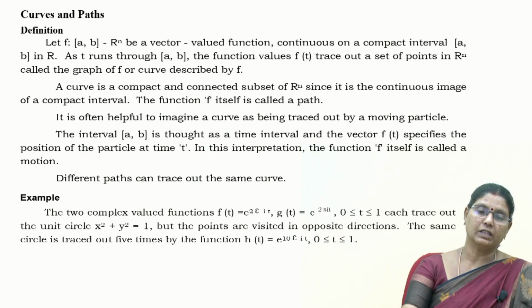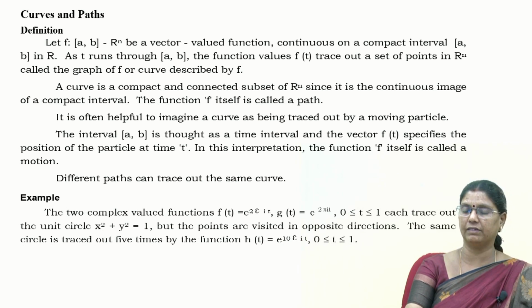Okay. Next, curves and paths. The definition: let f from the closed interval [a,b] to R^n be a vector valued function continuous on a compact interval [a,b] in R. As t runs through [a,b], the functional values f(t) trace out a set of points in R^n called the graph of f, or the curve described by f. A curve is a compact and connected subset of R^n, since it is the continuous image of a compact interval. The function f itself is called a path.